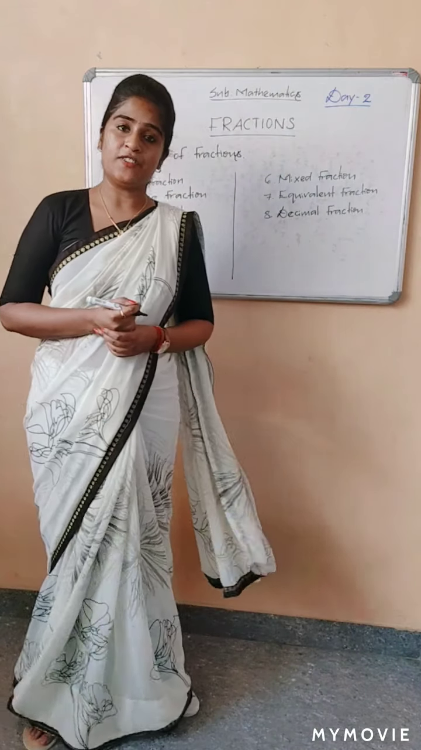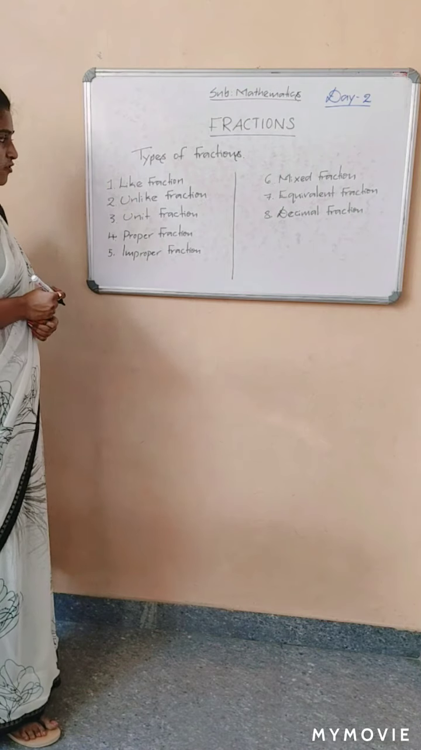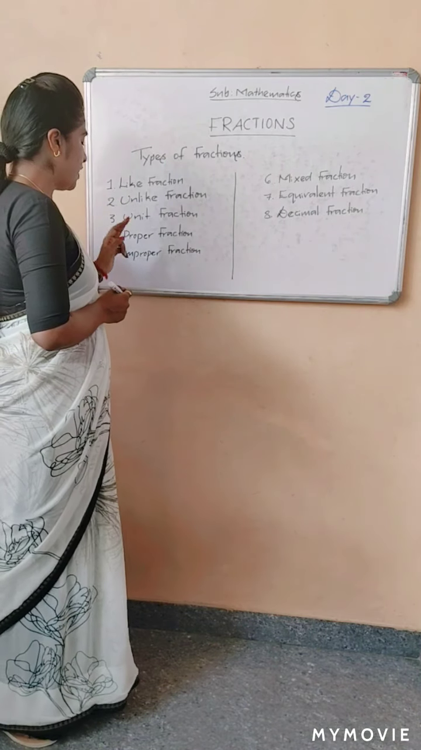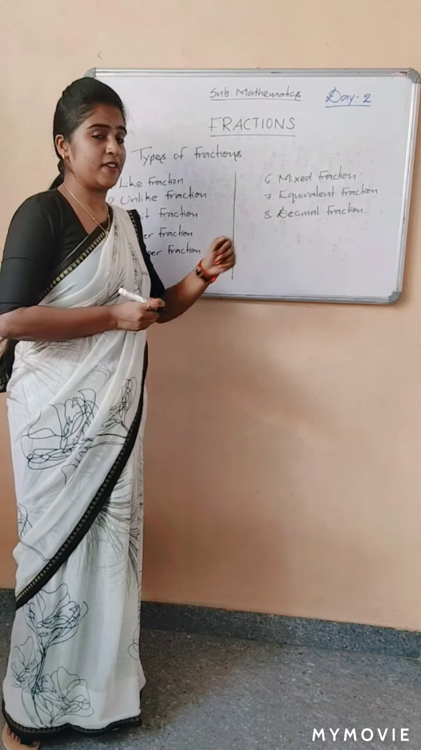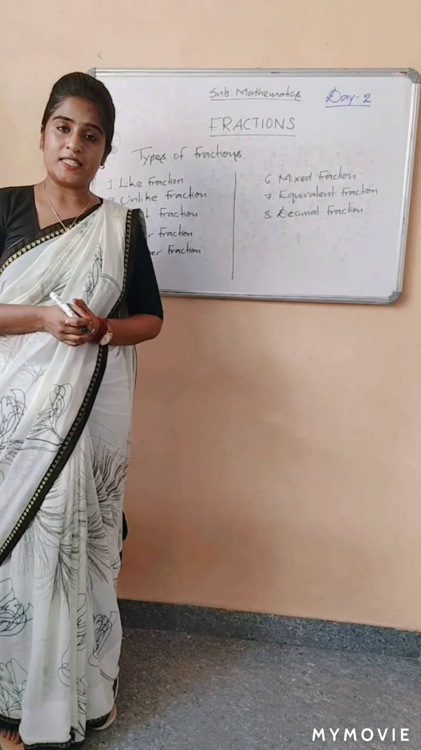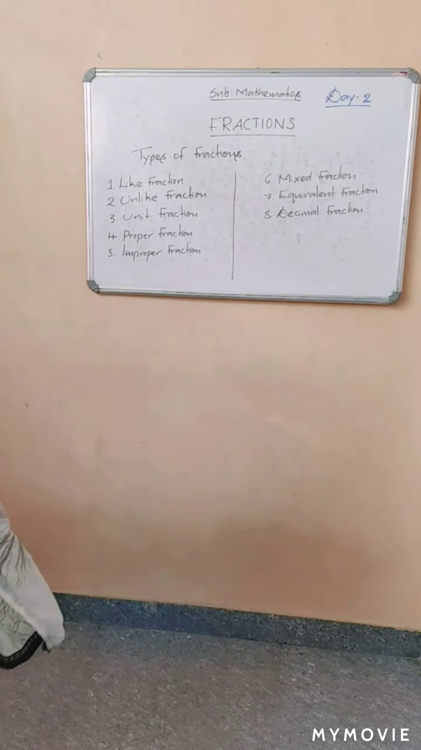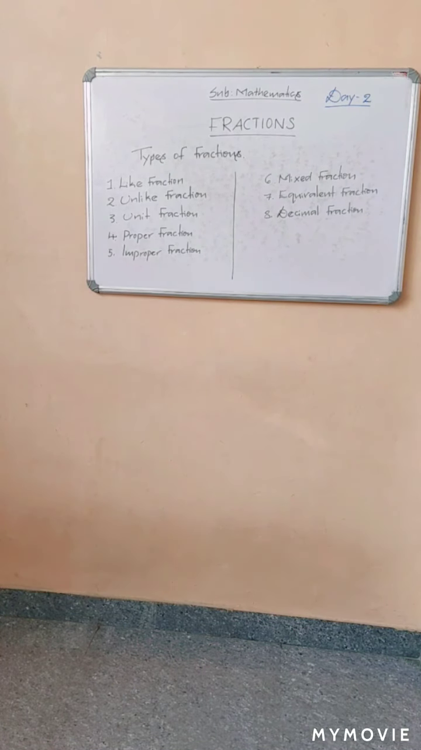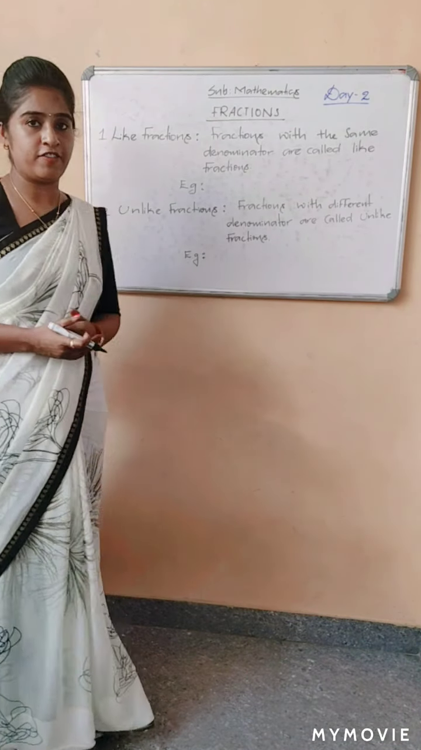Let's discuss each one clearly. So we have totally 8 types of fraction, that is like fraction, unlike fraction, unit fraction, proper, improper, mixed fraction, equivalent fraction as well as decimal fraction. So let's discuss one by one. The first type of fraction is like fractions.